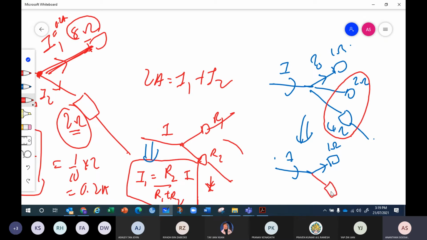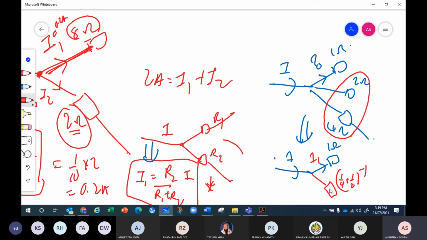That means the resistance here is 4 and 2 ohm in parallel. Don't simply add 4 and 2 to get 6 ohm, because they are in parallel. Find the effective resistance in parallel first: 1/4 plus 1/2, then take the reciprocal. That's the resistance here. So now you can use this method.